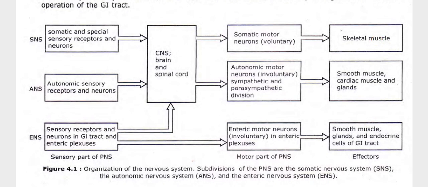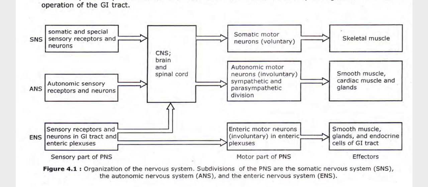Here we can see the organization of the nervous system. Subdivisions of the PNS are the somatic nervous system or SNS, the autonomic nervous system or ANS, and the enteric nervous system ENS. So somatic and special sensory receptors and neurons connect with the CNS, brain and spinal cord, then somatic motor neurons, voluntary, along with skeletal muscles. Then autonomic sensory receptors and neurons connect with the CNS, then autonomic motor neurons, involuntary, sympathetic and parasympathetic division connections, along with smooth muscle, cardiac muscle and glands at the end.